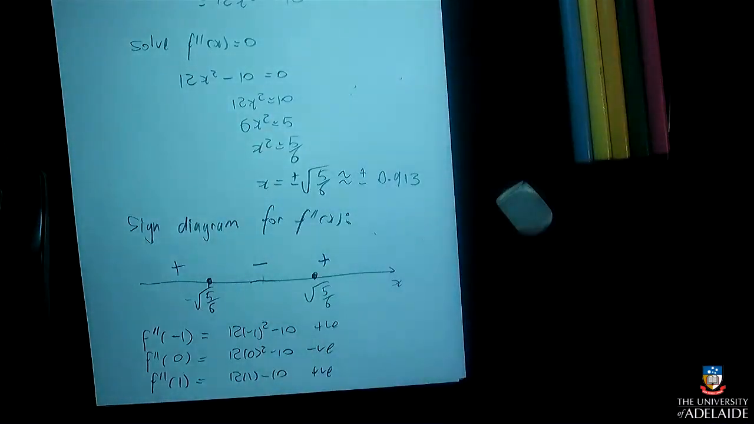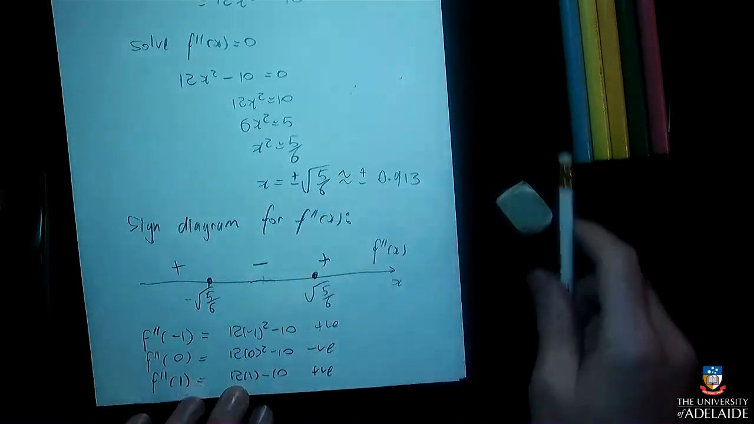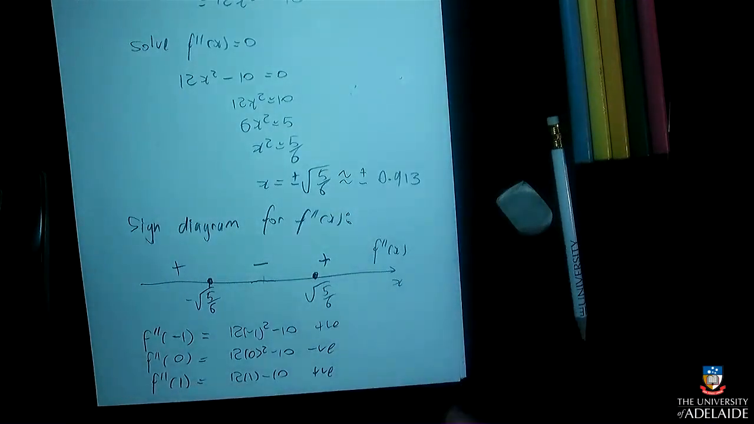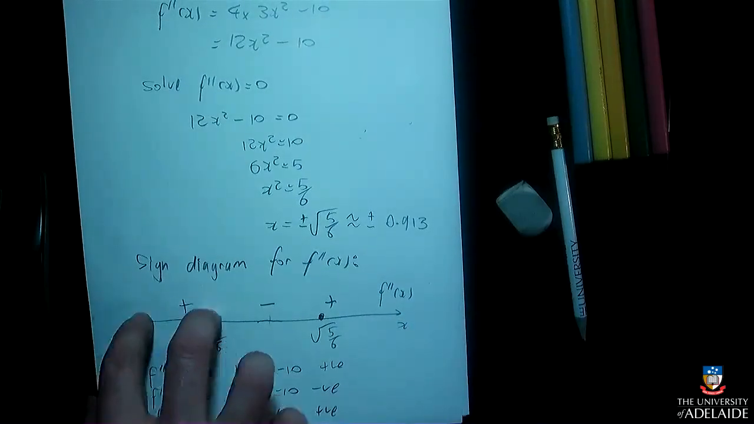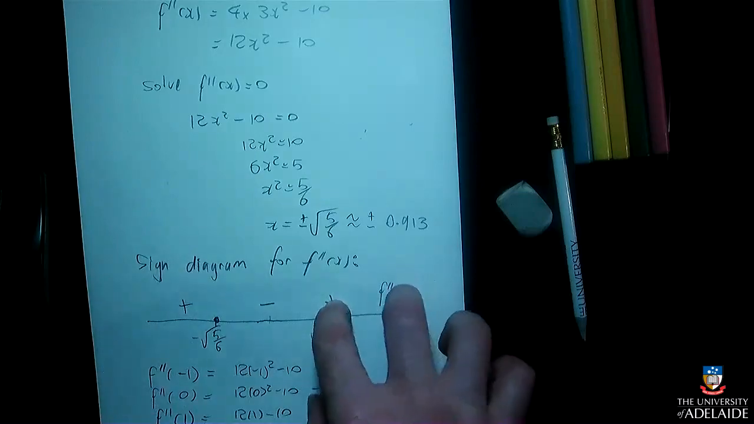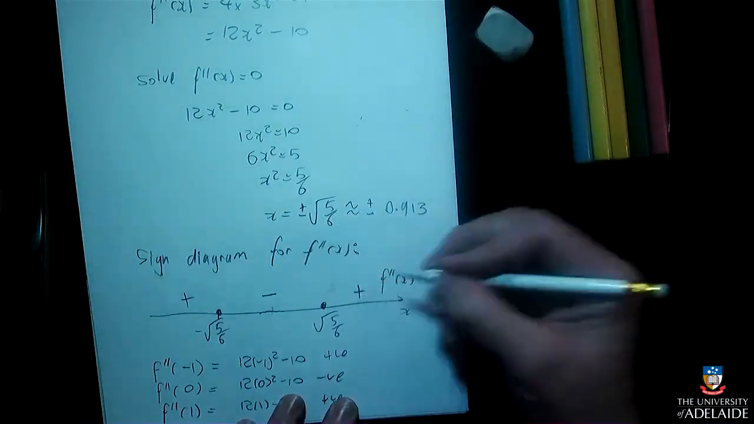Okay, and so this is my sign diagram. I was calculating f dashed x, so I should put it on the diagram to remind the reader that that's what it is. And so I can tell that since the second derivative is positive here, it must be concave up there, and concave up for any interval there, and concave down for any interval inside that middle bit.